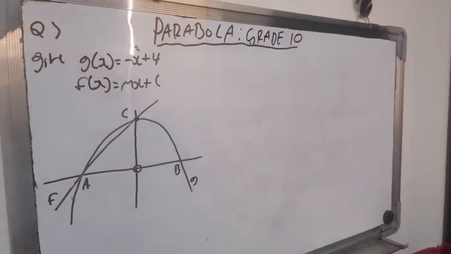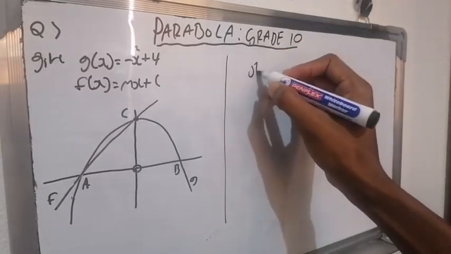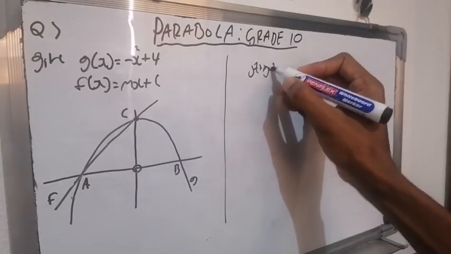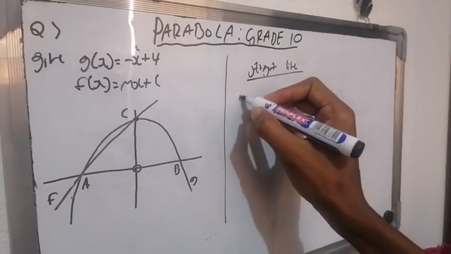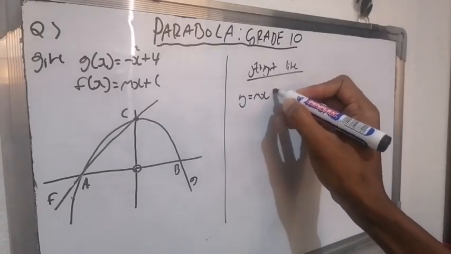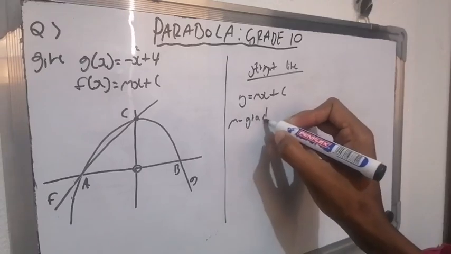So before I answer that question, I'm just gonna dive a little bit into the straight line. Well, the formula of a straight line is given by y is equal to mx plus c, where m is the gradient.